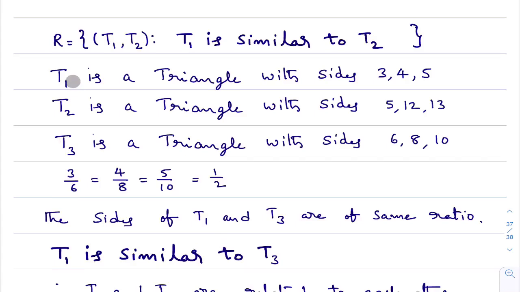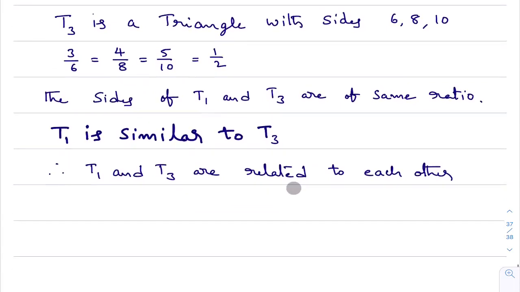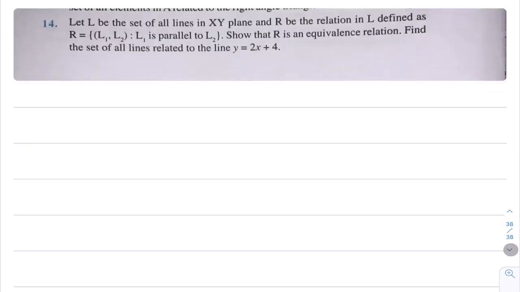So in these three triangles, which of them are related to each other? T1 and T3 are related to each other because they are similar. So T1 is similar to T3. Therefore, T1 and T3 are related to each other. That's it. Now we'll move to the next question. That is the last question in this class. You see what they are asking.